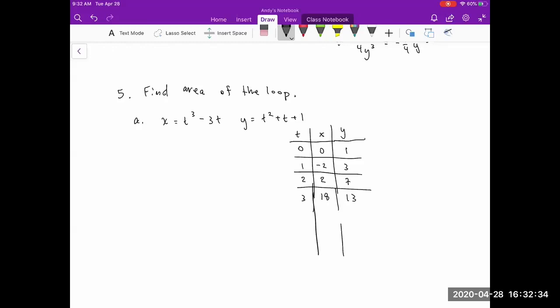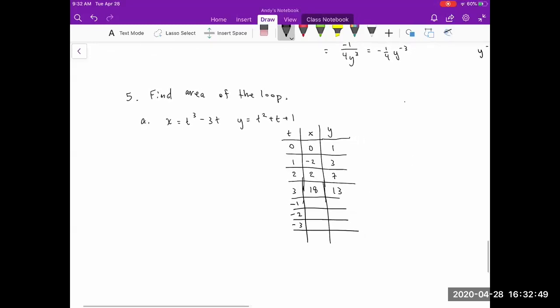All right, so now what I'm going to do is, if we plug in larger t values, we're just going to get larger x and y values. So now I'm going to plug in negative values. And what I'm trying to do here is see where a loop occurs. If you think about it, a loop would occur if you have the exact same x and y values.